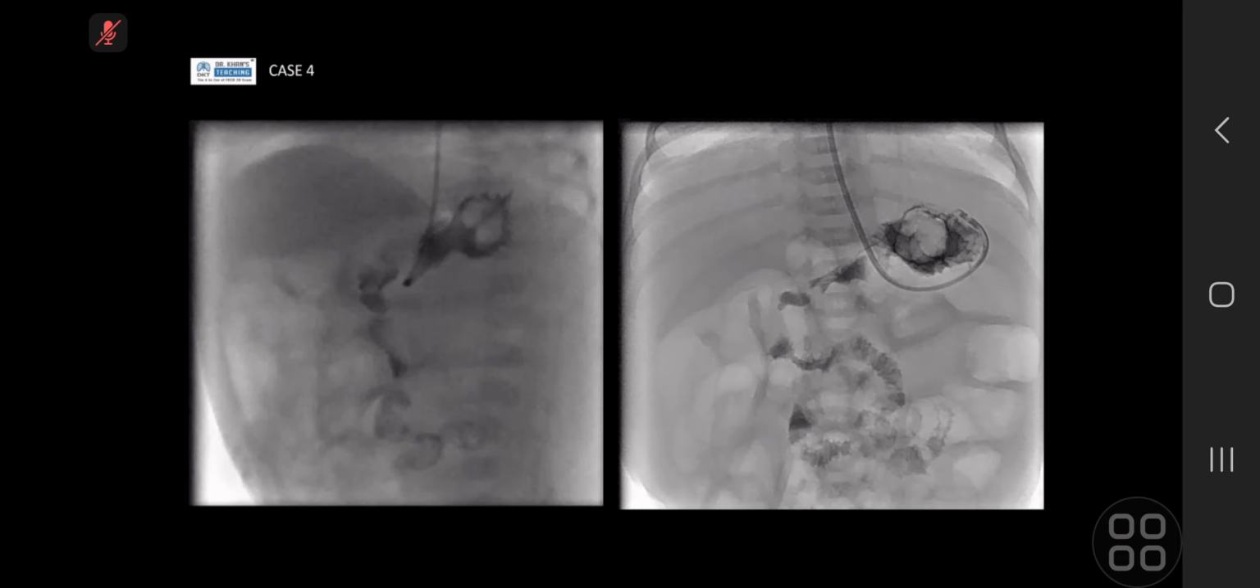Not too sure. I think the second image. Probably. Which is the second image? This one, the one on the right? The one on the left? The one on the right. Okay, so this is a malrotation, but there's no volvulus. I'll show you examples of volvulus later, and then we'll just talk about it.